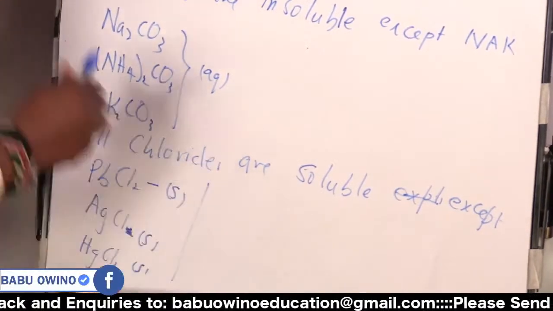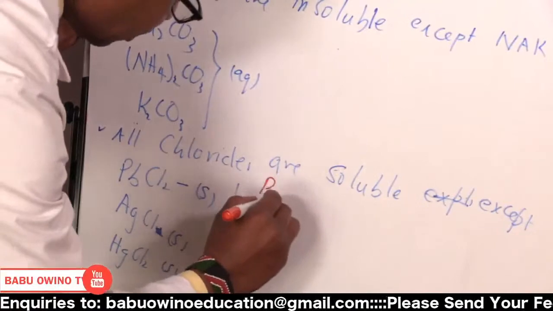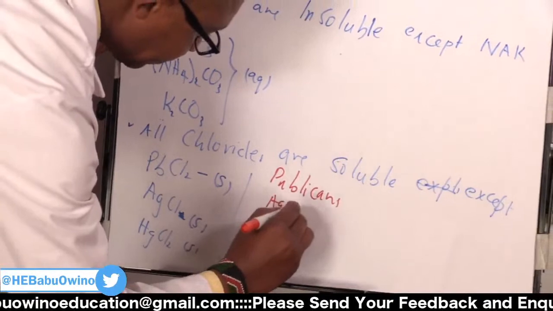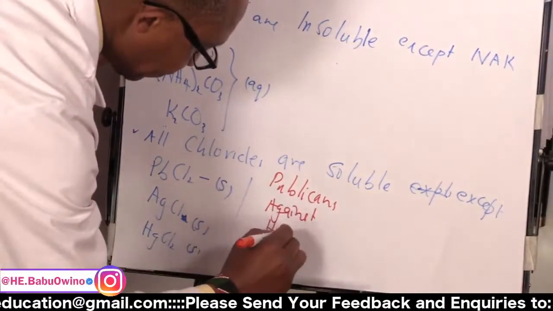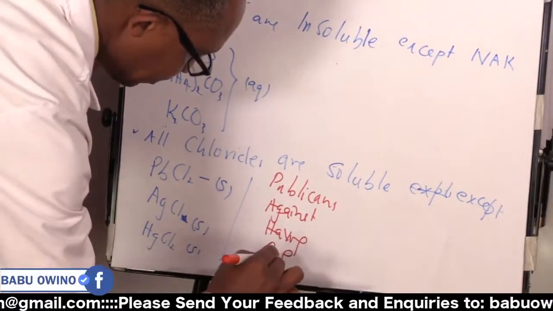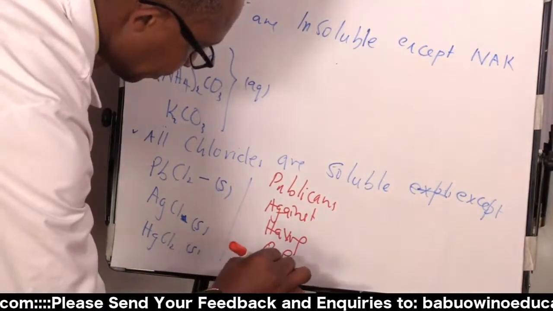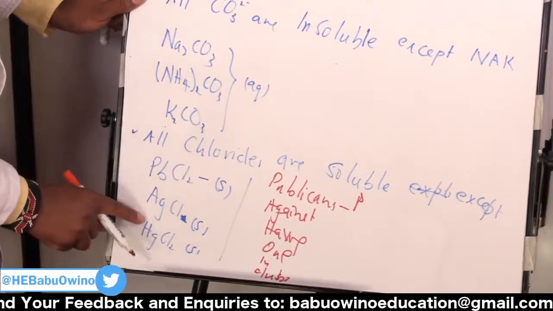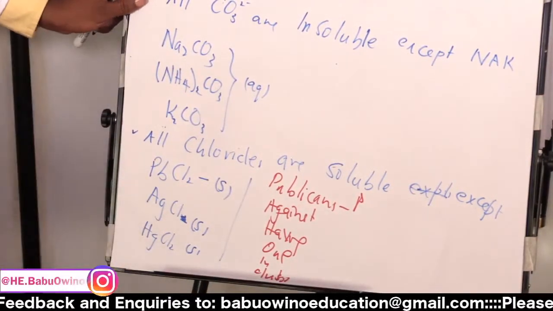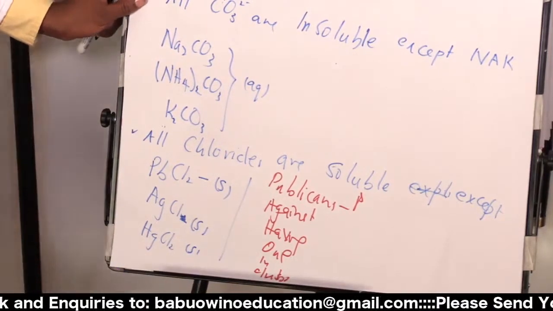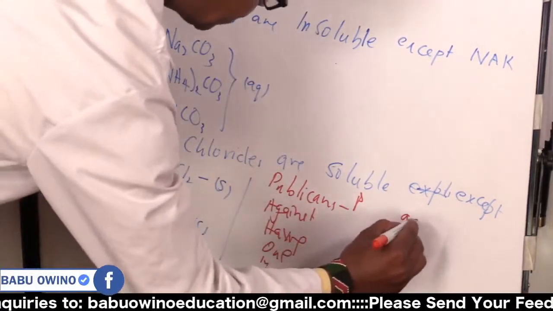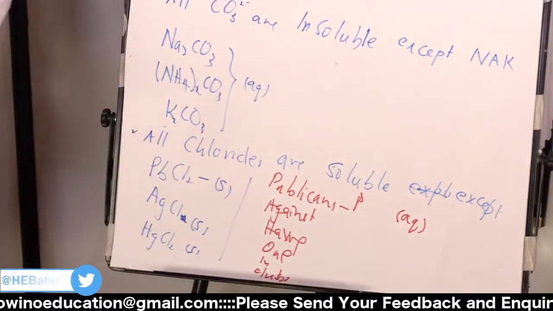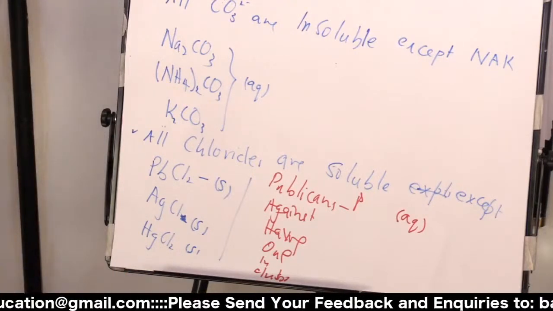So we say, in this case, publicans, to help you remember. Publicans against having one in crabs. So this means lead chloride, silver chloride, mercury chloride are the only chlorides that are insoluble; all the others are aqueous, except these. So when you are writing ionic equations, then you will be good to go.